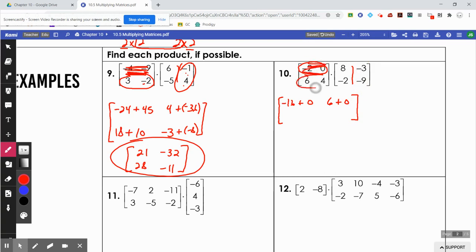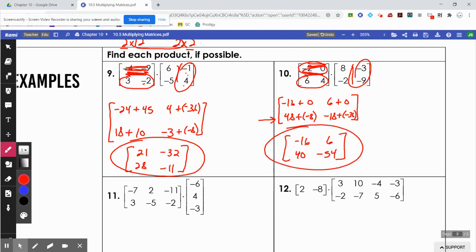Let's do the same thing with our second row. And put your answers in the second row. 6 with 8 gives you 48, plus 4 with -2 gives you a -8. Move on to the second column. 6 with -3 is -18, plus 4 with -9 is a -36. Clean up and you are finished. -16 and 0, 6 and 0, -48 and 48 and -8 is 40, and then -18 and -36 is a -54.